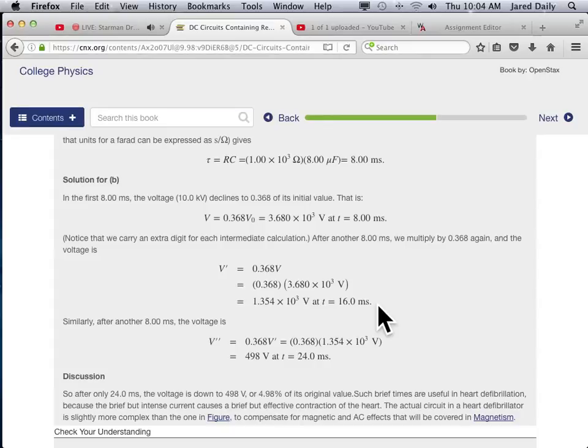So that's what the time constant is good for. It tells you that every time constant that passes, you lose 63% or 63.2% of your voltage, and you use that equation to do that. So then after 24 milliseconds, you do it again. You take this voltage that you calculated here, multiply it by the 0.368 again, and you get 498 volts after 24 milliseconds.